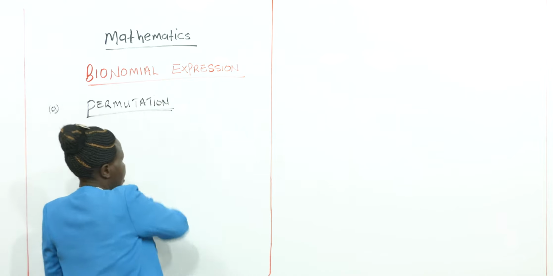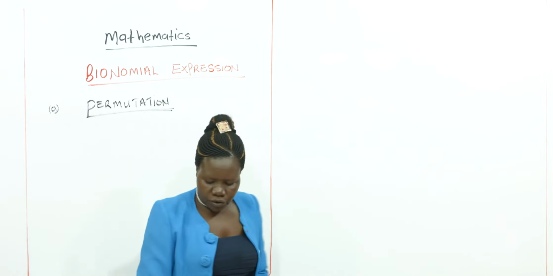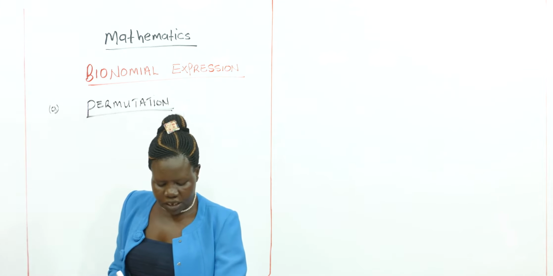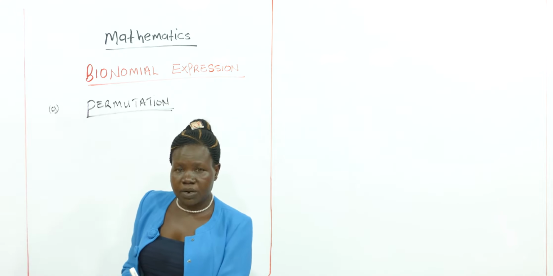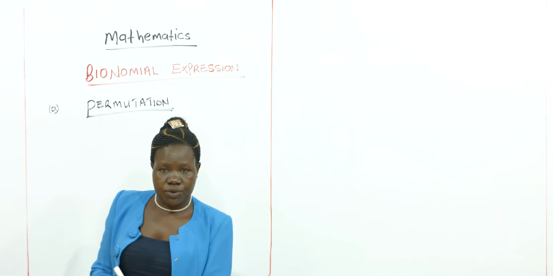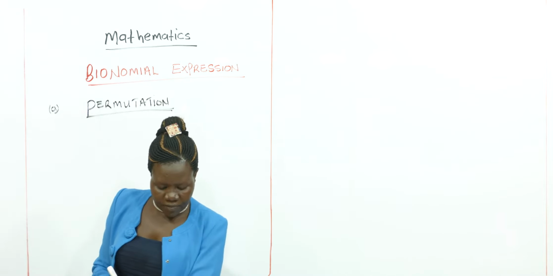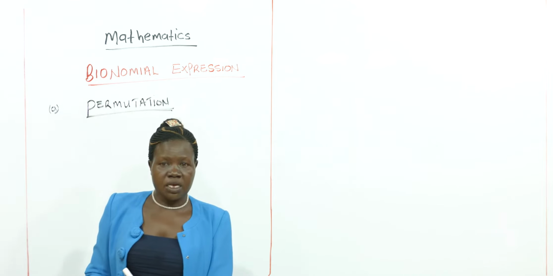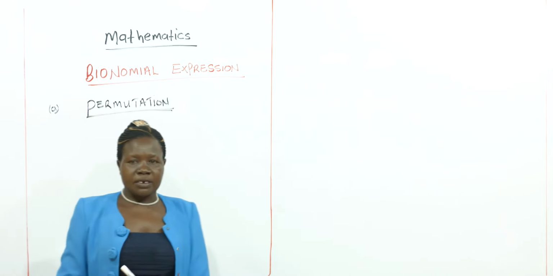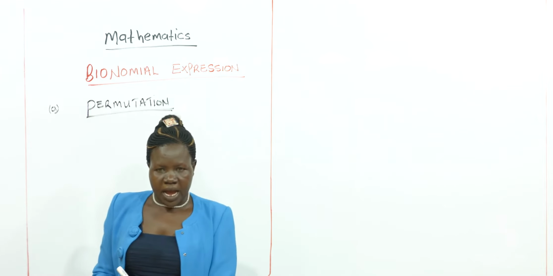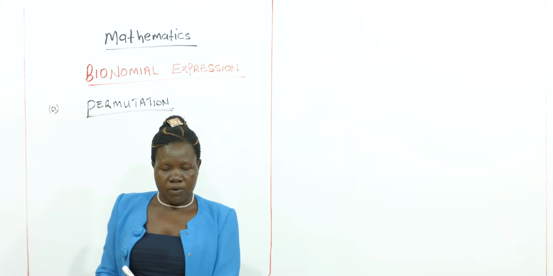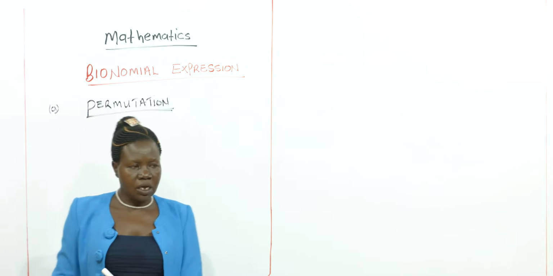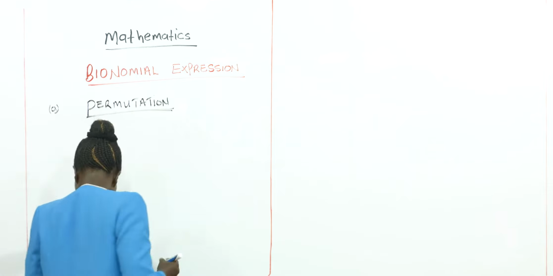Now I remember we stopped on problem solving in permutation. So today we are going to do problem solving in permutation. It's where you derive your formula and apply it depending on the question. And today we want to look at how we solve for the unknown in permutation.